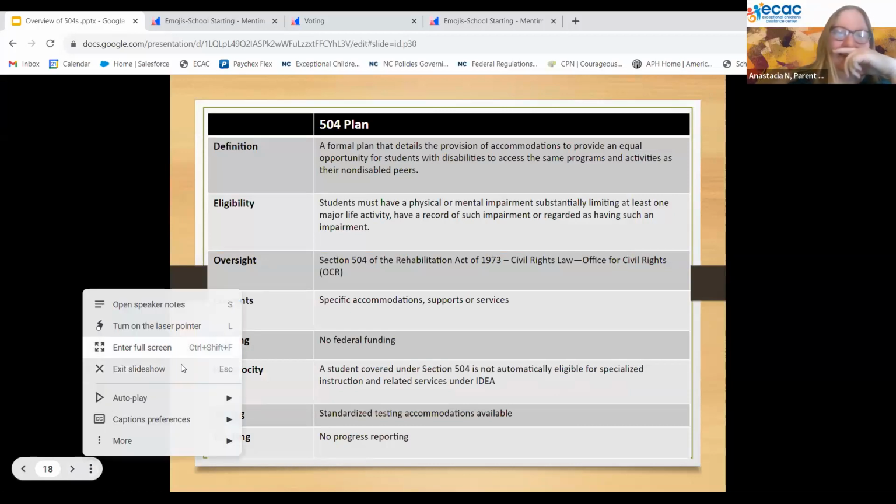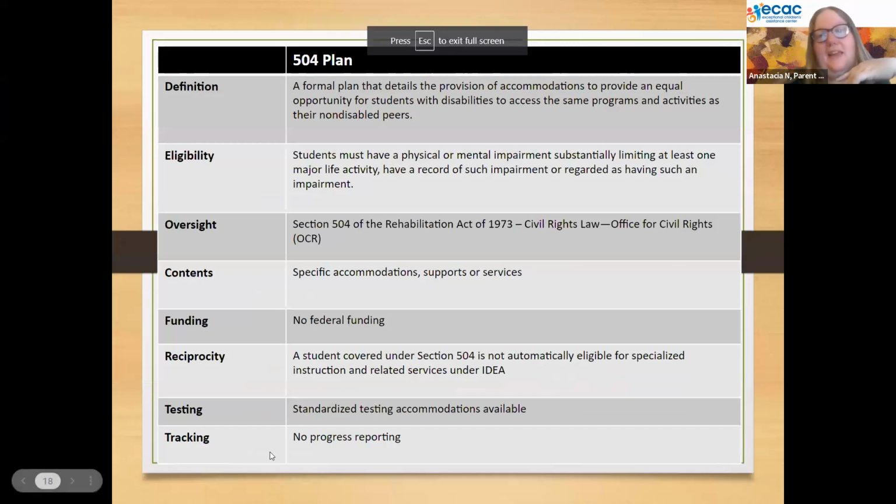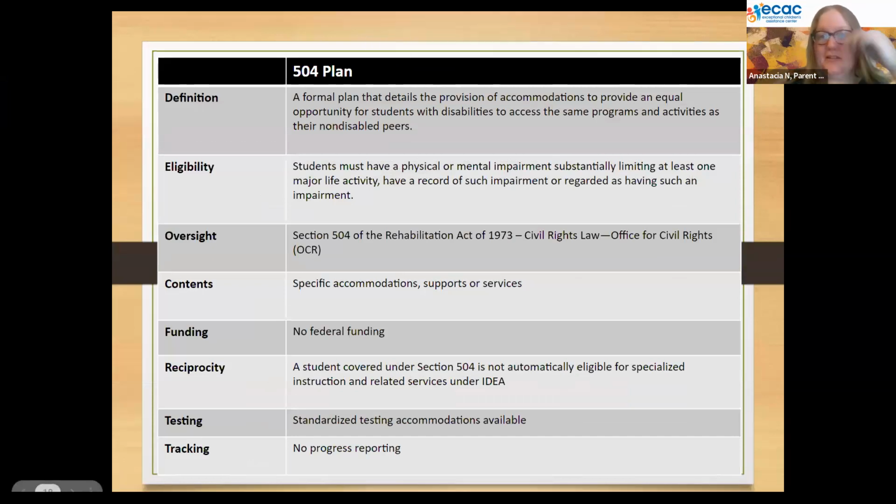Okay, so when we're looking at 504 meetings, who might it include? It could include a school counselor. It could include your child's teacher. Some districts will include a principal, but definitely talk to your 504 coordinator about who's going to be at those meetings.